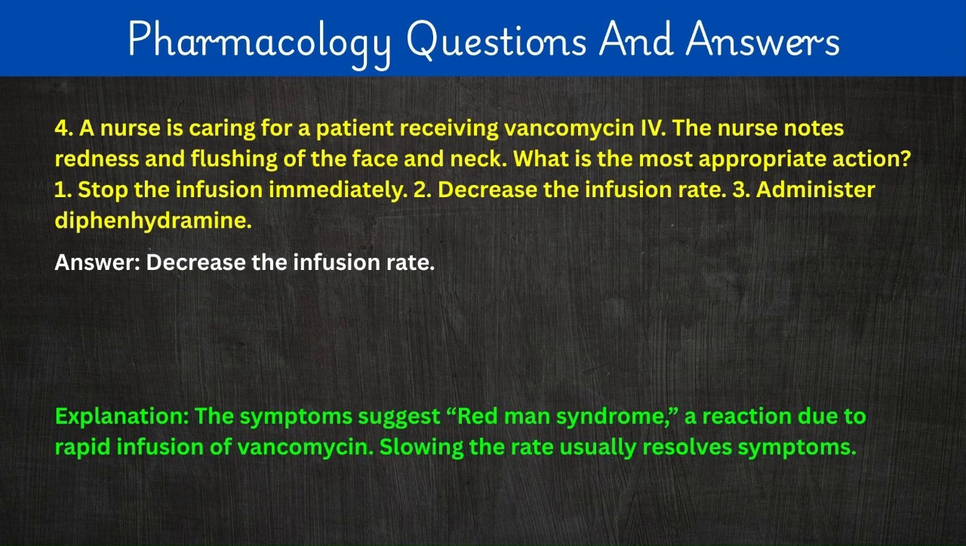4. A nurse is caring for a patient receiving vancomycin. The nurse notes redness and flushing of the face and neck. What is the most appropriate action? 1. Stop the infusion immediately. 2. Decrease the infusion rate. 3. Administer diphenhydramine. Answer. Decrease the infusion rate.